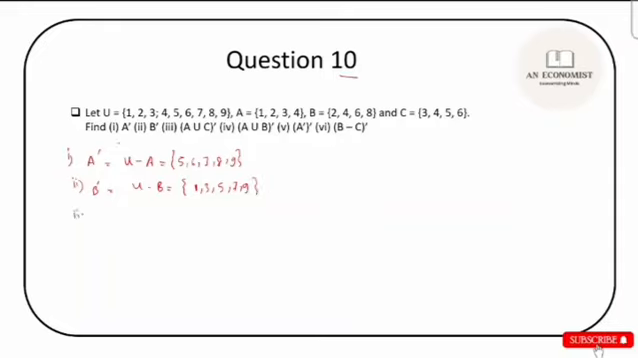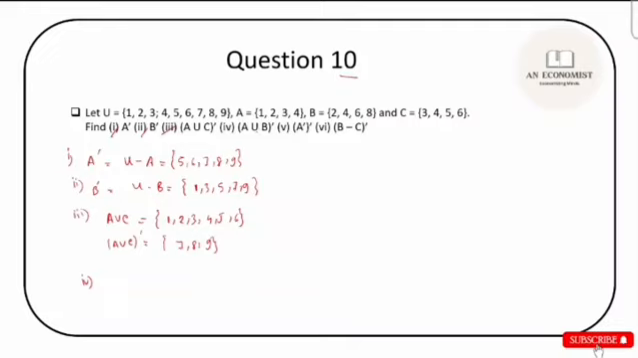Question number 3. These two are done. A union C complement. First find out A union C. What will that be? 1, 2, 3, 4, 5, 6. And then take the complement of this. What will that be? 7, 8, 9. This is done. Then question number 4.